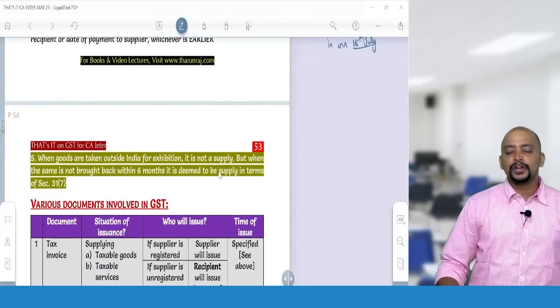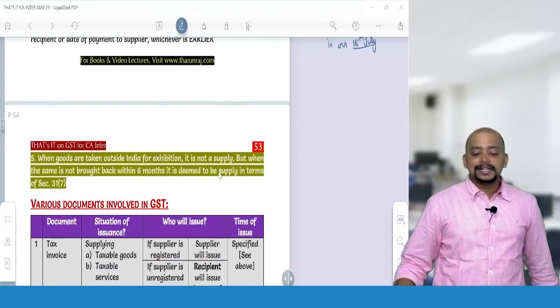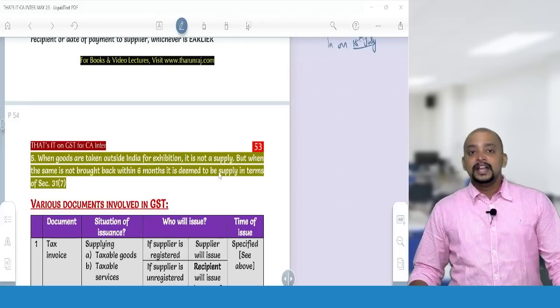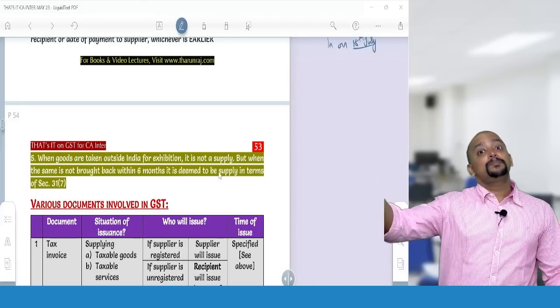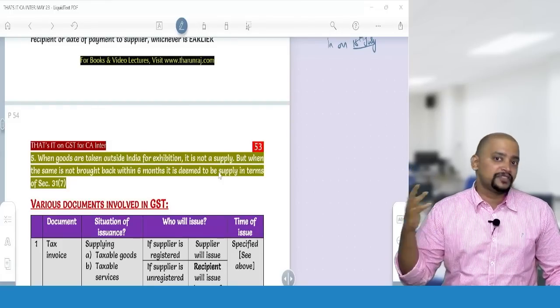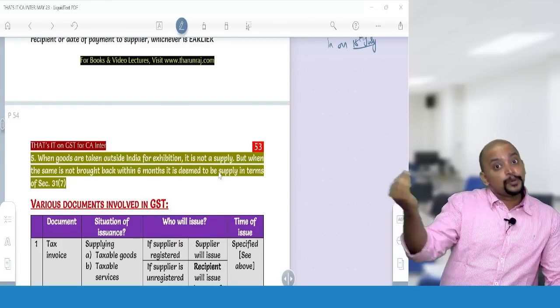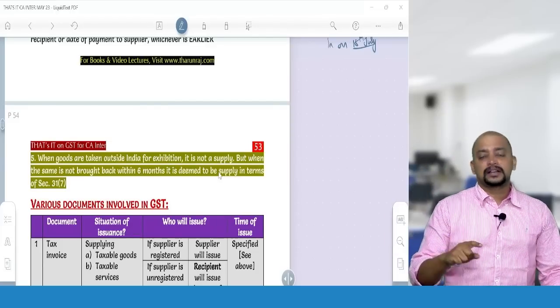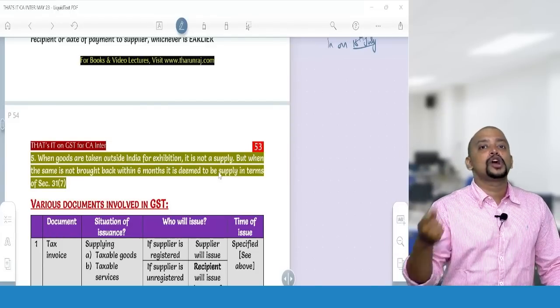Then the next point: when goods are taken outside India for exhibition, is it a supply or not a supply? It is not a supply. Why is it not a supply? We are taking the goods outside India for exhibition, not for sale. Suppose it is not brought back within 6 months, then section 31 subsection 7 will come into the picture, that is, sale on approval or on return basis.